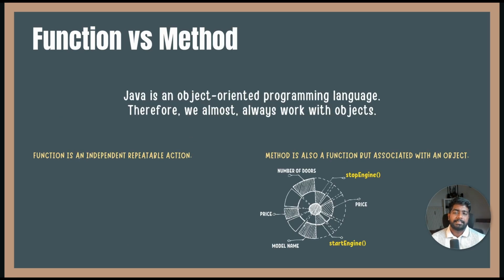These two English words refer to the same idea, but there is a subtle difference. Java is an object-oriented programming language, which means we almost always work with objects. A function is an independent repeatable action. On the other hand, a method is also a function but associated with an object. That's why when it comes to Java, we oftentimes use the word method instead of the word function. Methods do not exist without an object. A method needs to have an association or relation to an object.